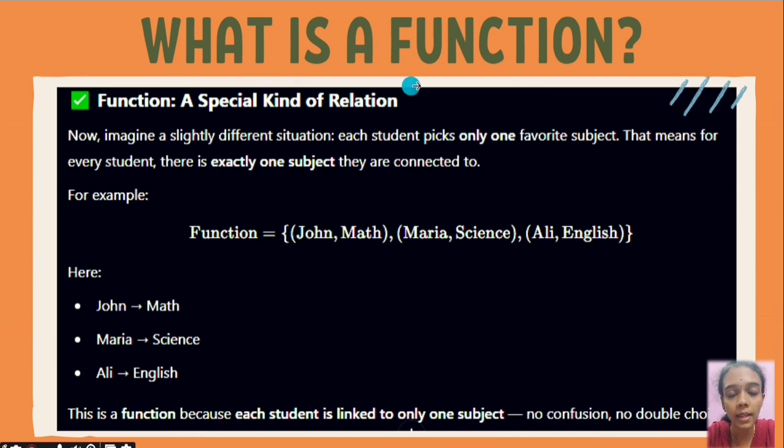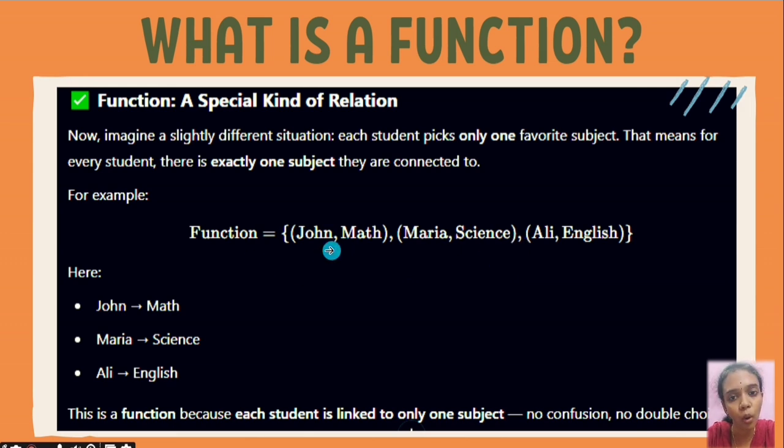Now, let's understand function with the same example we have seen for relation. Earlier, we saw how students were connected to different subjects. That was a relation. Now see how it becomes a function. Here, each student picks only one favorite subject. That means for every student there is exactly one favorite subject they are connected to.